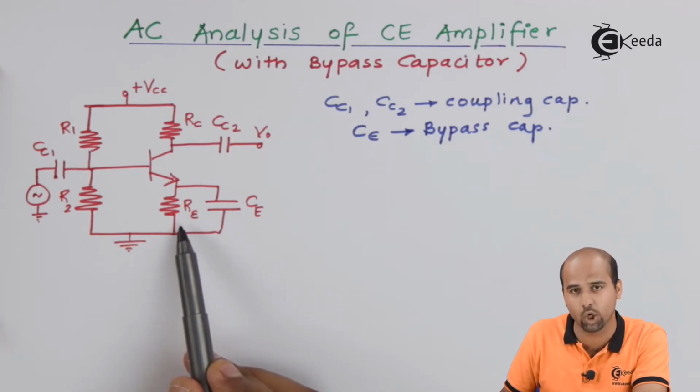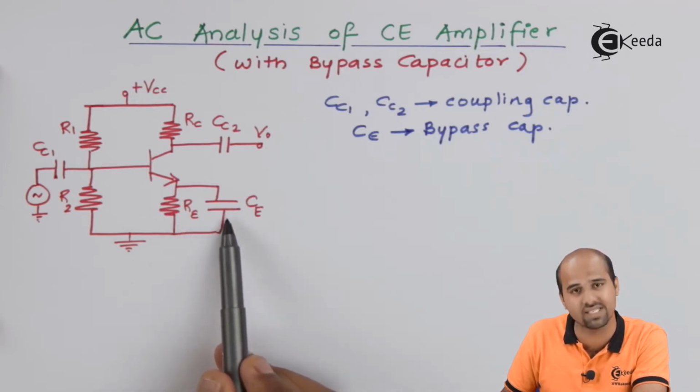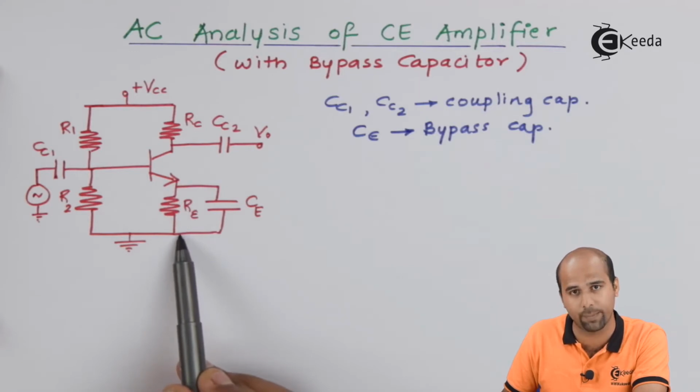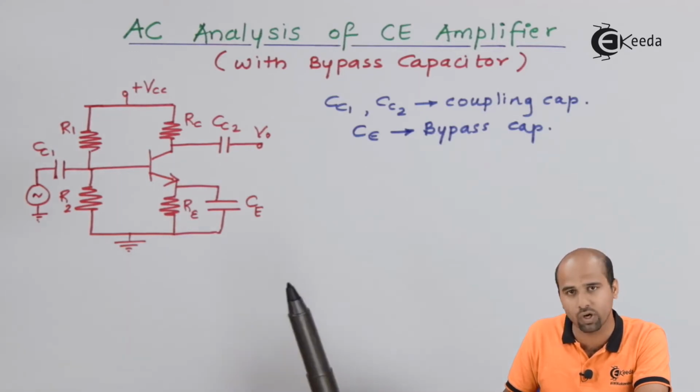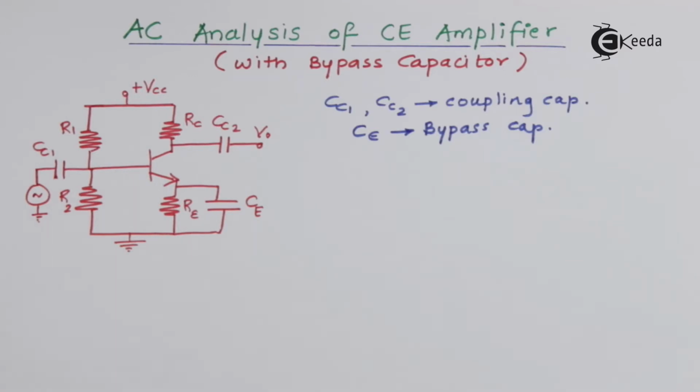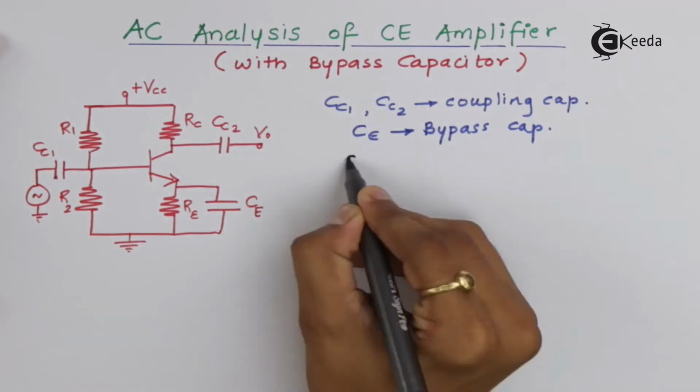If we are talking about DC analysis, then we open this CE, and DC current will flow through capital RE. But when we go for AC analysis, the scenario will be different. We will follow the steps for AC analysis and then arrive at the requirement as far as AC analysis numerical is concerned.